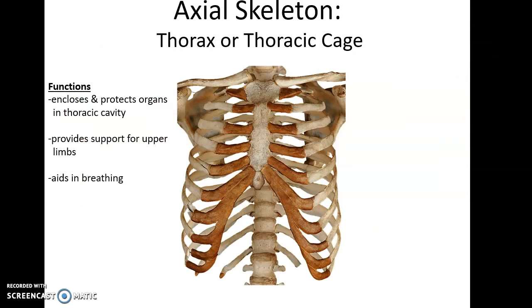Moving on to the thoracic cage. Thoracic cage. Lots of functions, including enclosing and protecting organs, heart, lungs, and so forth. Provides support for the upper limbs, so the upper limbs actually attach to the sternum. And it aids in breathing. It's a little expandable for when we are breathing.